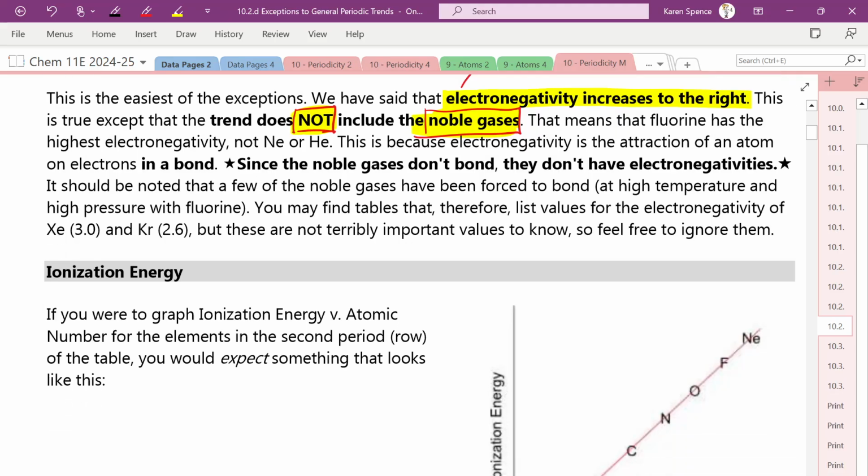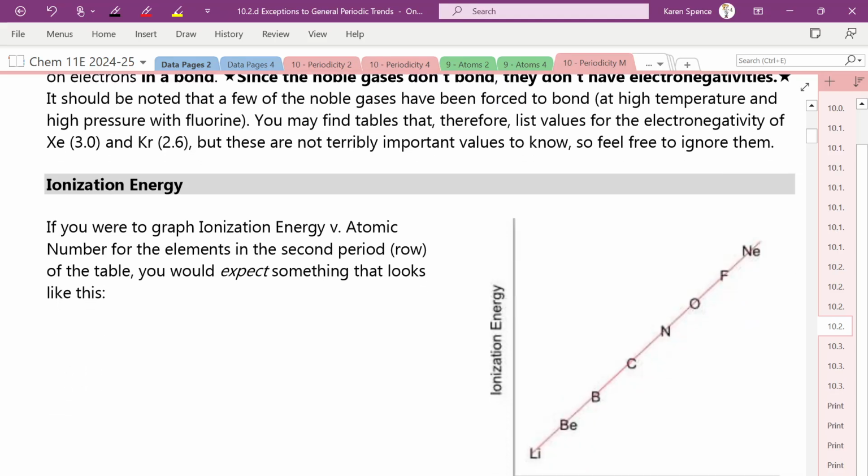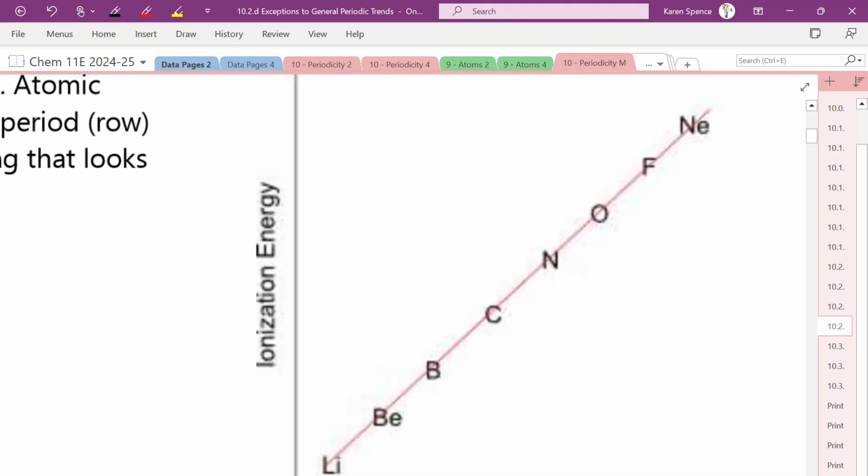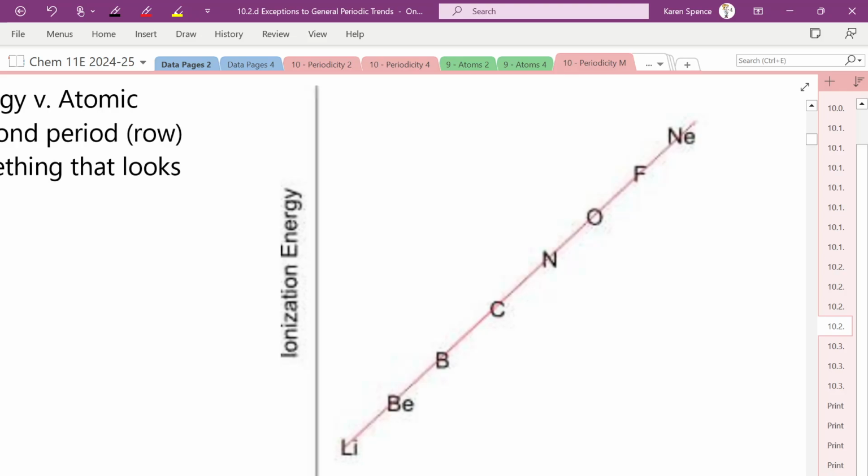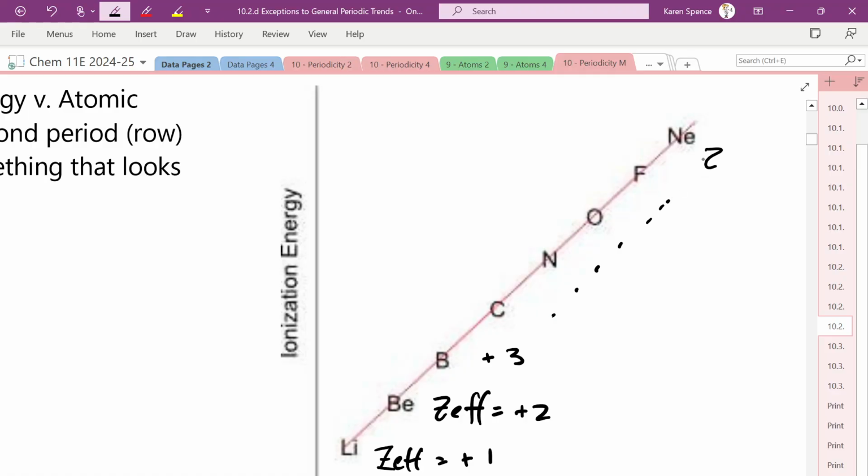Ionization energy. You would expect ionization energy to go up nicely. Yes, this is period 2, right? How much energy does it require to remove an electron? Well, lithium has a Zeff equal to +1. This one has a Zeff equal to +2. Then we have +3, all the way up to +8.